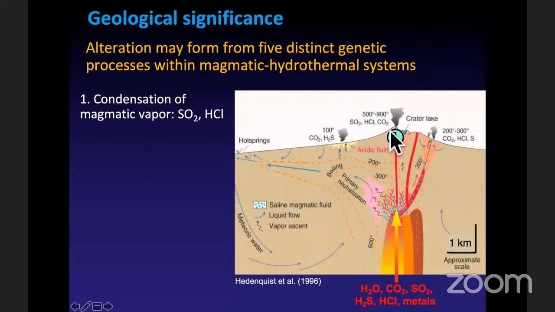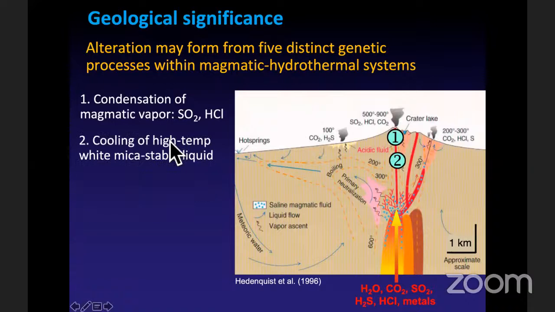So the first one, one of the most well-known, is the condensation of magmatic vapor, where SO2 and HCl from magmatic volatiles, again, we are talking about chemical components that are derived and exsolved from a cooling and crystallizing magma chamber at depth. So water, CO2, SO2, H2S, HCl, and metals. So the SO2 and HCl condensing into groundwaters and into itself, the magmatic steam, produces a very acid environment, and that is a high sulfidation environment associated with high sulfidation deposits.